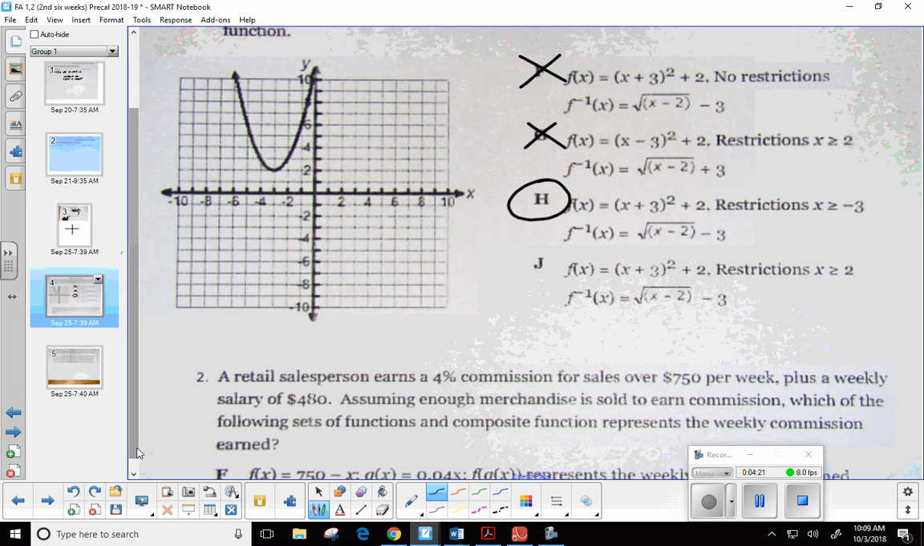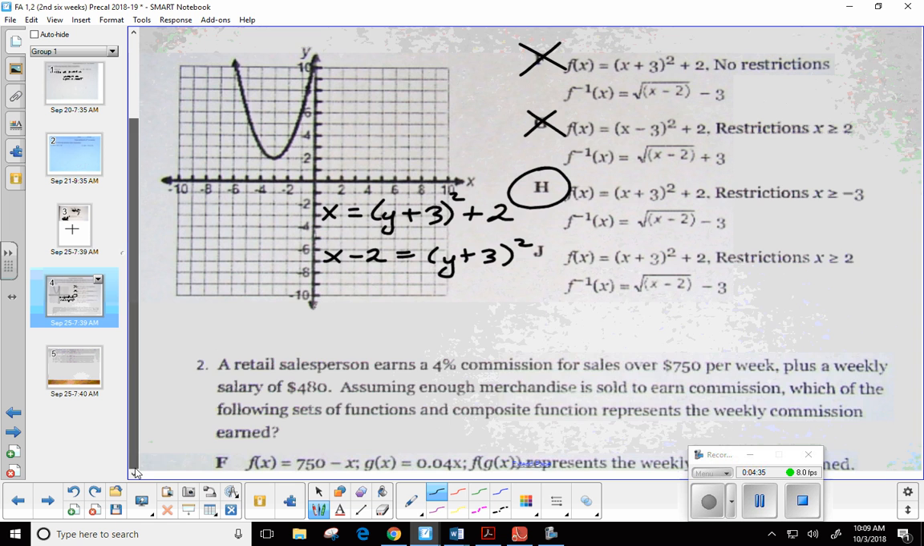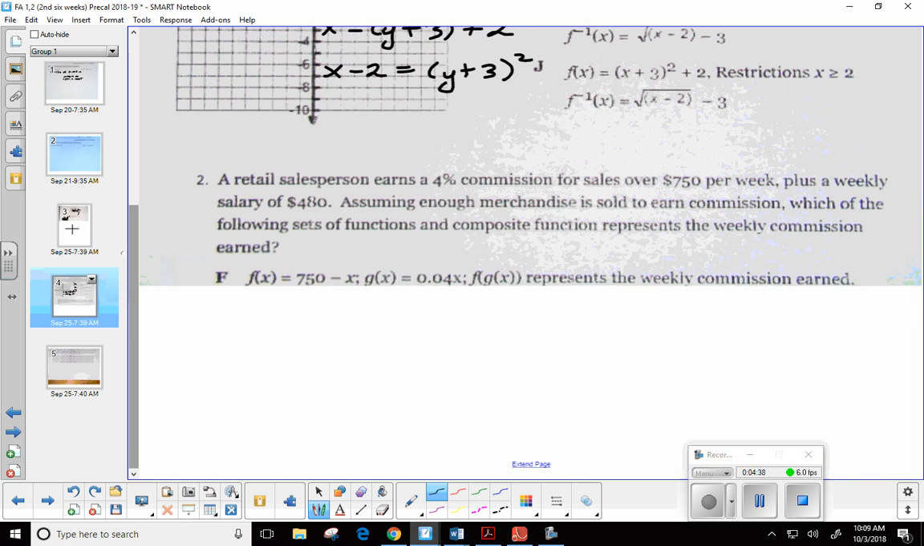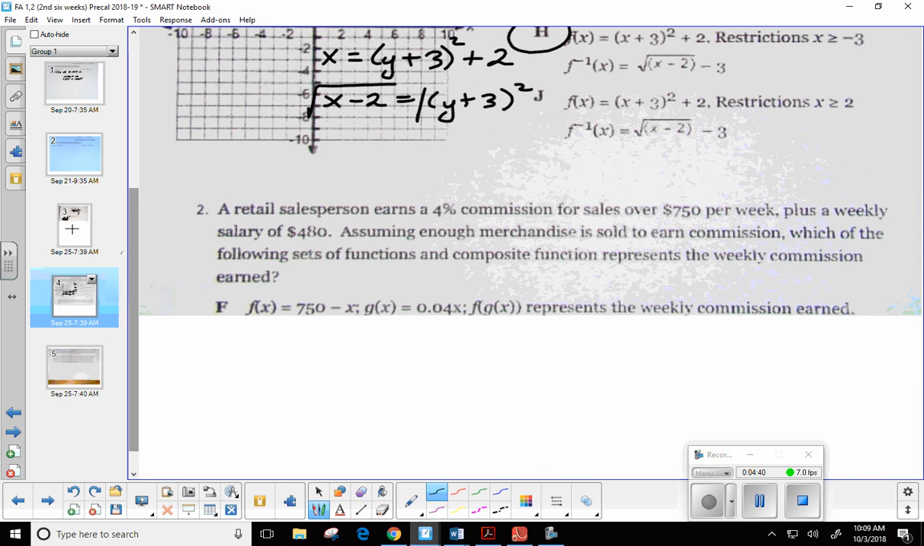Yeah, switch the x and the y in the equation. So I'm going to say x equals quantity y plus 3 squared plus 2. First thing, I'm going to subtract the 2, so x minus 2 is equal to y plus 3 squared. Now what? Okay, take the square root because we want to get rid of that square. So this radical would equal y plus 3. So the square root of x minus 2, minus 3, would equal y.